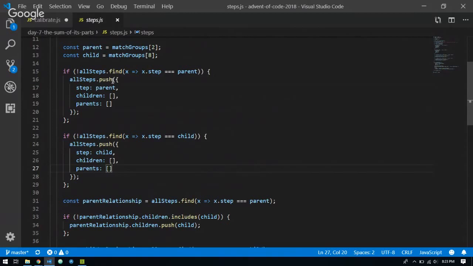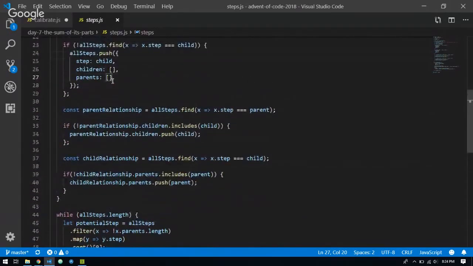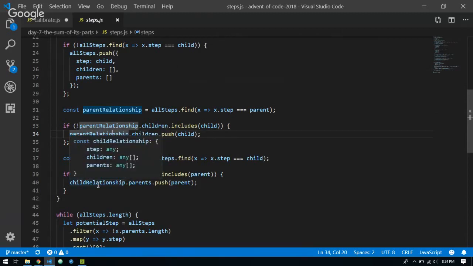Okay, so I did that to fulfill the goal of knowing which ones are my parents and children. So prepared the parent-child relationships. So now, const parent relationship, all steps find the parent, and now I'm looking for, within my parent relationships, children. If it does not include the child, push this child into the parent relationship children. And then for a child relationship, out of all the steps, find the child. If I don't find the parents in the child relationship, then push the parent into that child relationship's parents.